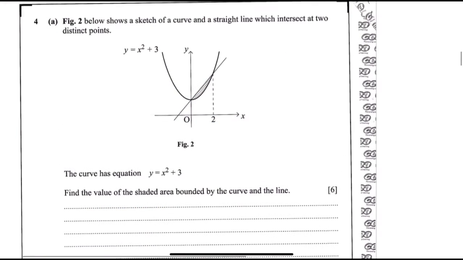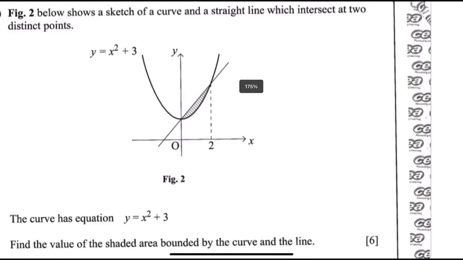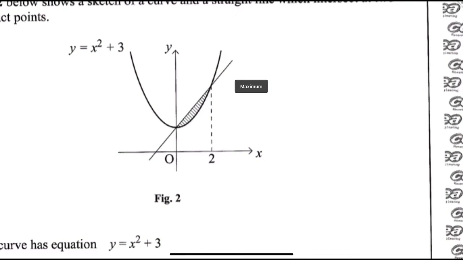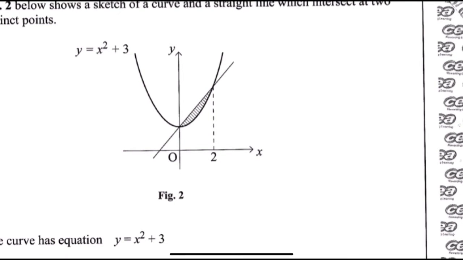Okay, for question 4, it says below shows a sketch of a curve and a straight line which intersect at 2 distinct points. We've got y is equal to x squared plus 3 as your curve, and you can see it intersects at the points x equals 0 and 2. We don't actually need to find the equation of the line for this, because what we can do here is find the area of this whole trapezium.